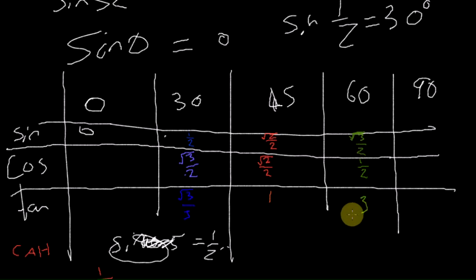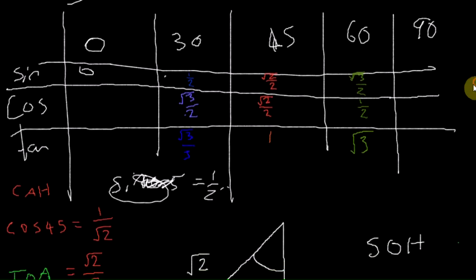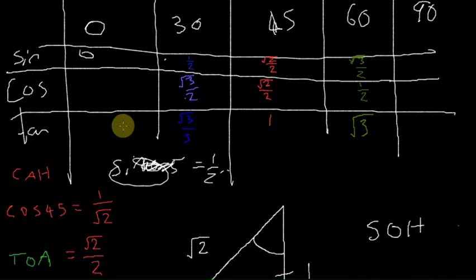So, I think we can be quite proud of ourselves. We've got the 30s, we've got the 45s, we've got the 60s, and we will soon be trying to fill in the zeros and the 90s. Now, the reason why I've left these two till last is because they take a little bit more abstract thought, maybe, but it's not difficult.